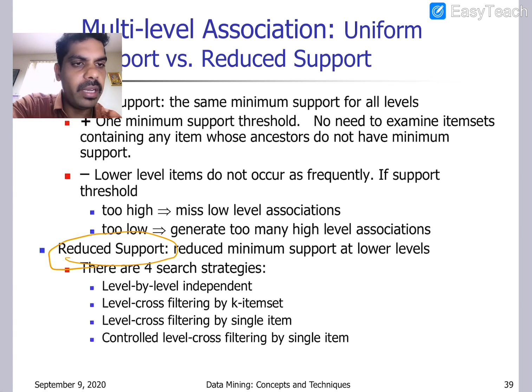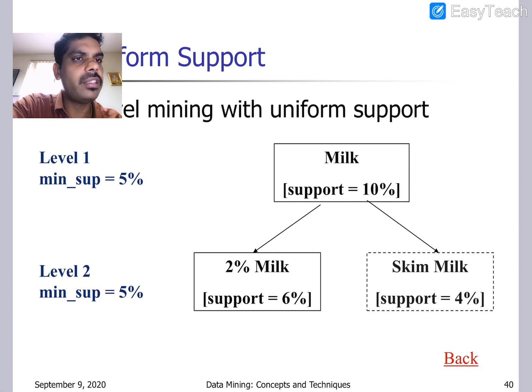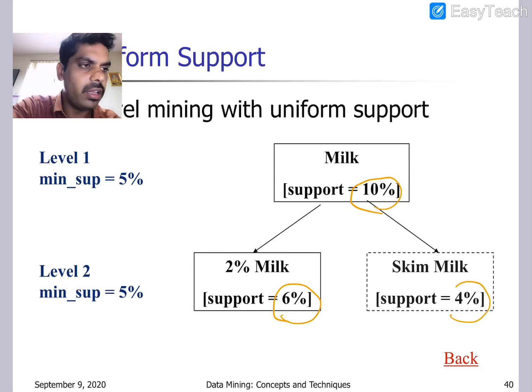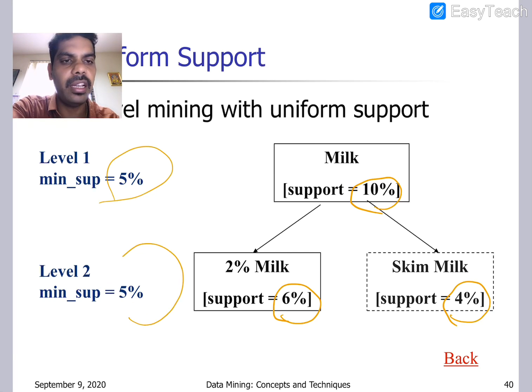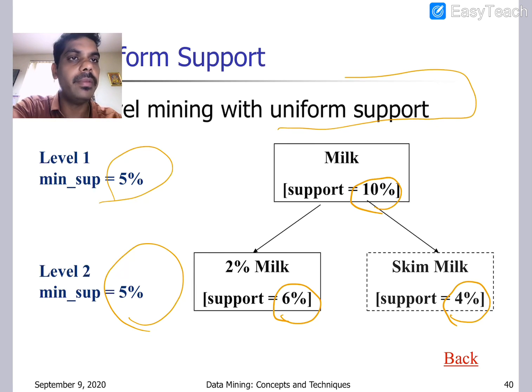Level by level independent, level cross filtering by k item set, level cross. Whenever we decrease the abstraction, we decrease the support count. Initially it is 10%, and when we consider the next level, here 6% and 4%. Minimum support is 5%, and here also we use minimum support as 5%. So this is uniform minimum support: the same minimum support is used for all the levels.